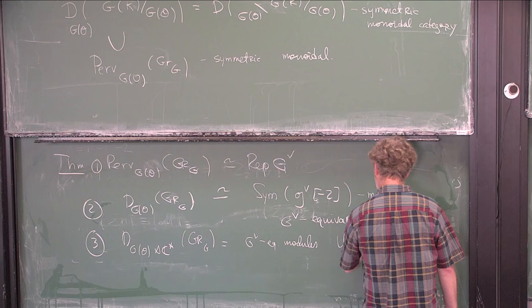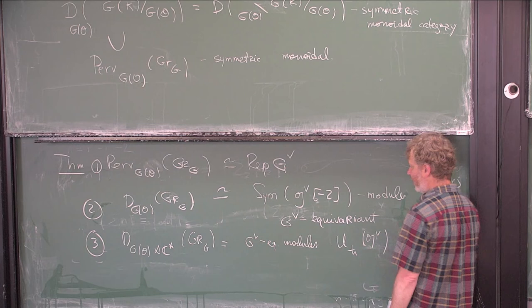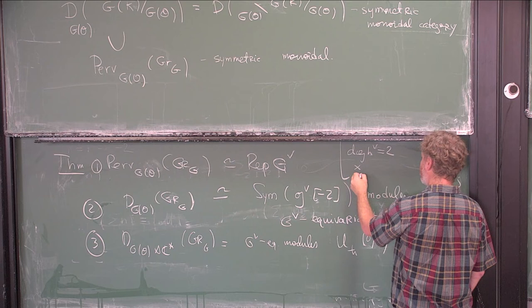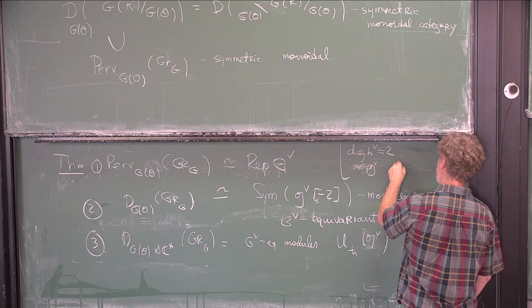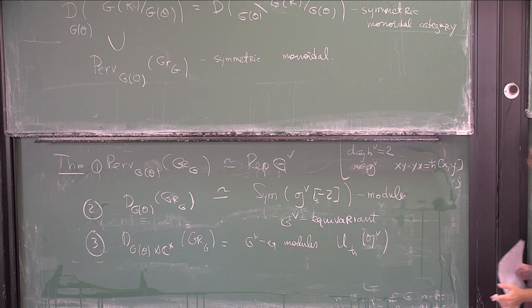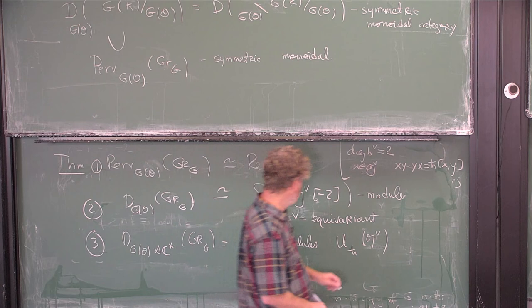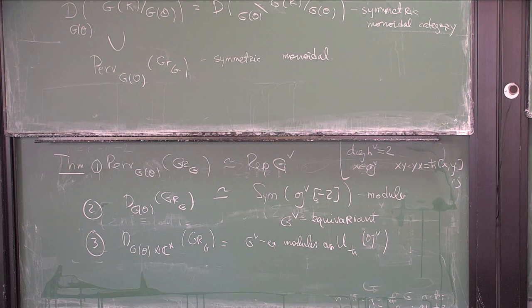So what's U h bar of G check? Here h bar is some additional variable which is going to have homological degree 2. It's an algebra which is generated by elements X in G check with the condition that XY minus YX is equal to h bar times the commutator of X and Y. So that's again a graded algebra. You can see that it's a DG algebra with trivial differential. Okay, I have to stop in like 3 minutes. So this is the description.